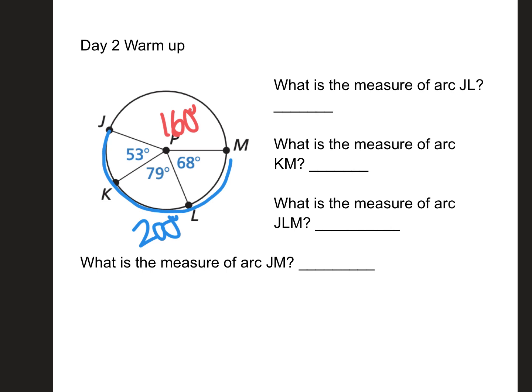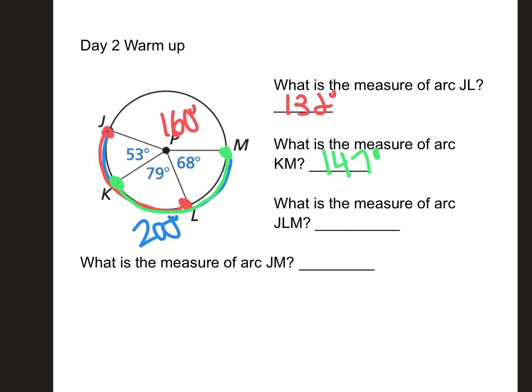JL is going to be the short route. Remember, it's two letters, so we take the short route from J to L, which is just 79 plus 53. If we calculate 79 plus 53, we get 132 degrees. So JL is 132. KM, let's see, where's KM? Here's K, we're going over here to M. We're taking the short route, and that's just the two angles that are labeled there, 79 and 68, which is 147 degrees.